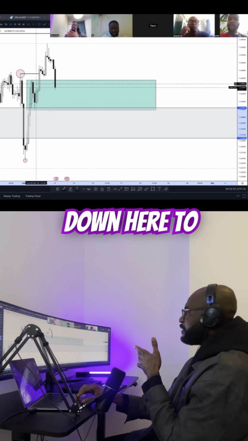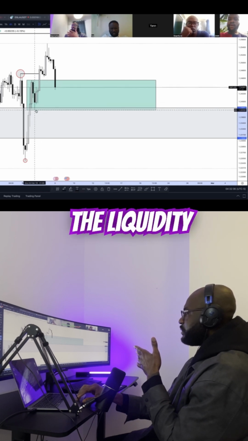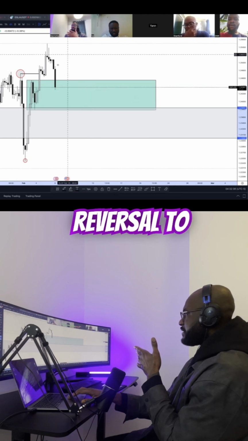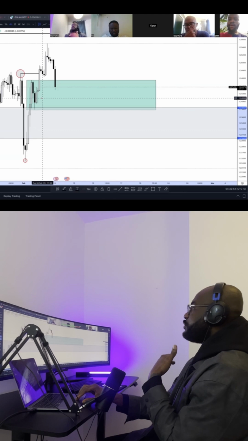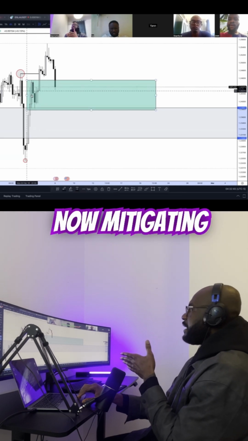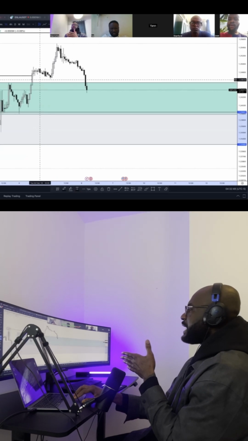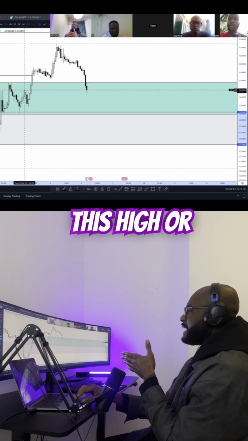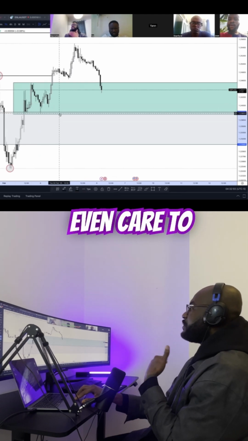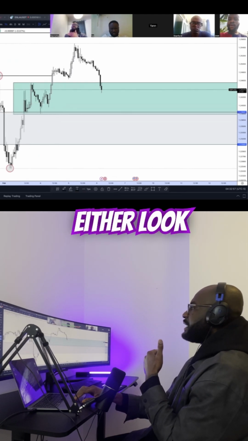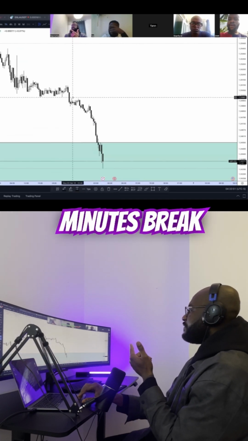Price will either come down here to mitigate the bodies of the candle or run the liquidity before a reversal to continue to the upside, because GBP/USD, as we already know, is bullish. Now, mitigating this position, we don't know whether price will tap this high or this high or this liquidity. We do not know, and we don't even care to know which area. We can either look for a 5 minutes break of structure or a 15 minutes break of structure.